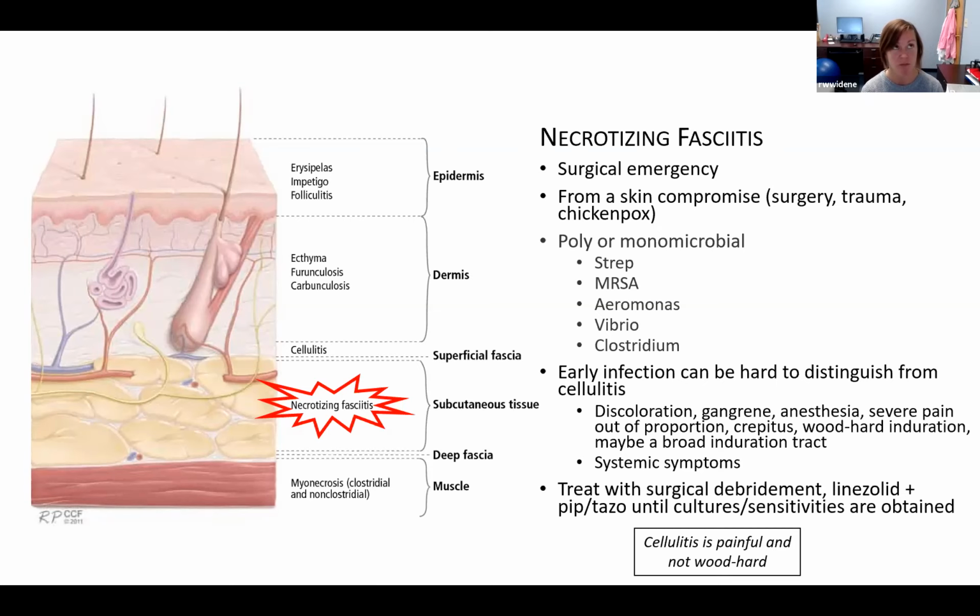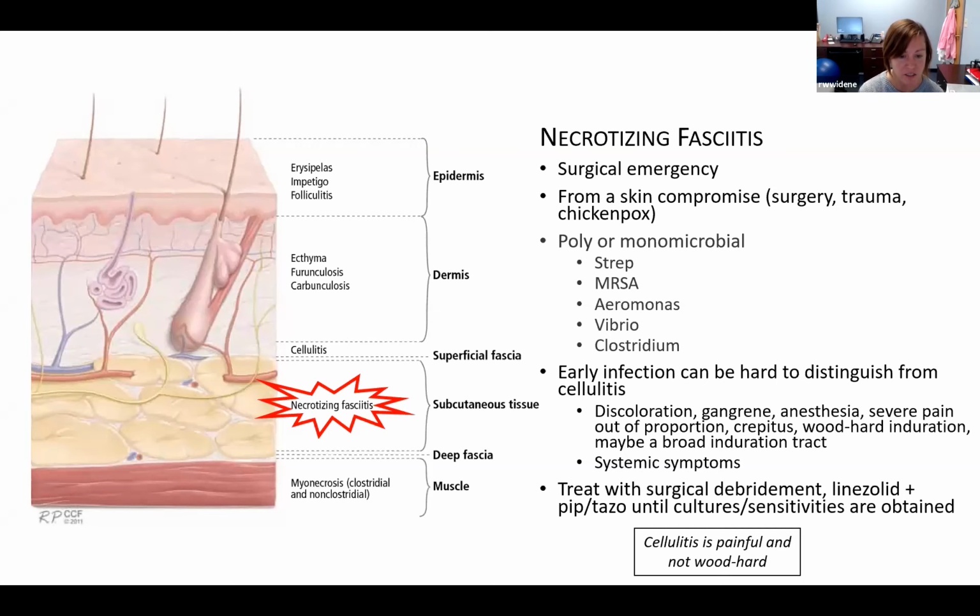Group A strep traditionally was a big one with varicella, with your chickenpox concern. MRSA, we definitely worry about MRSA with this. And then Clostridium, definitely with your penetrating traumas, also with your surgical site infections can get in and cause Clostridium infections this way. And then your water pathogens, Aeromonas and Vibrio.